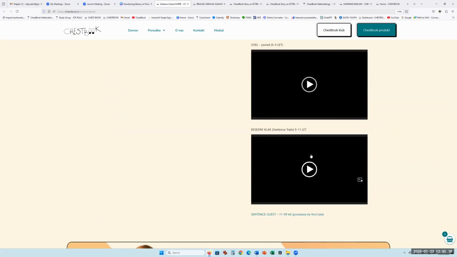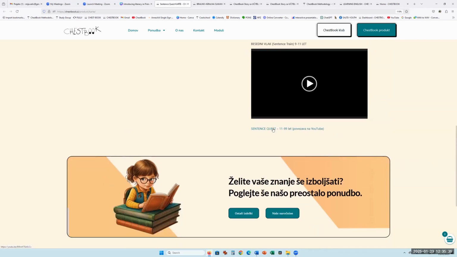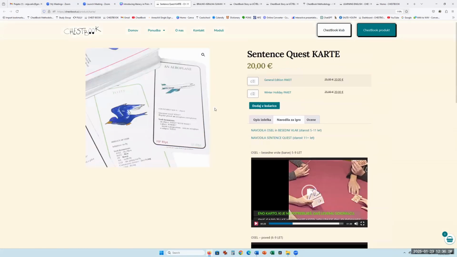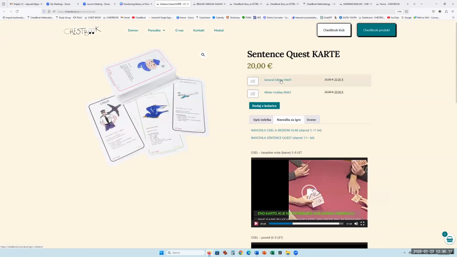Then you have the sentence train for more advanced children, where it is a group work where you put sentences together so that children cooperate. And then you have a sentence quest. That is really the sophisticated game where you can practice all the grammar that is relevant in the primary school and even beyond it. So you can use passive voice, active voice, all the tenses. You have all parts of speech included, and the cards are general edition deck. Okay, and in the picture book, you have winter holiday deck.